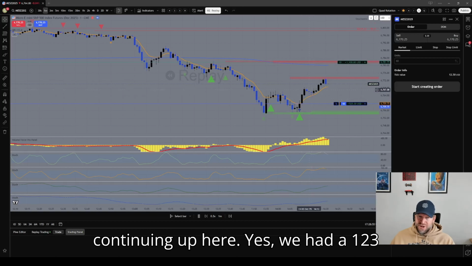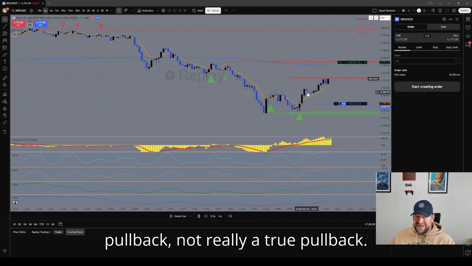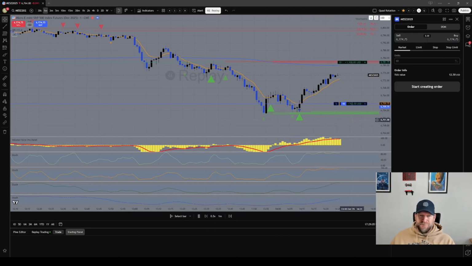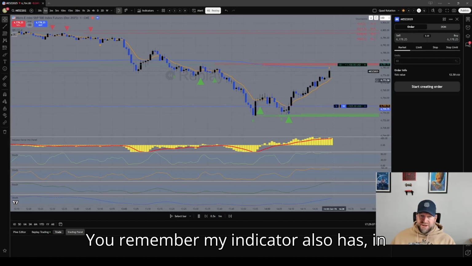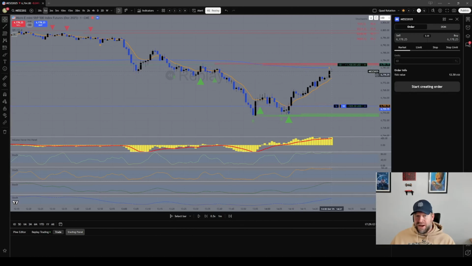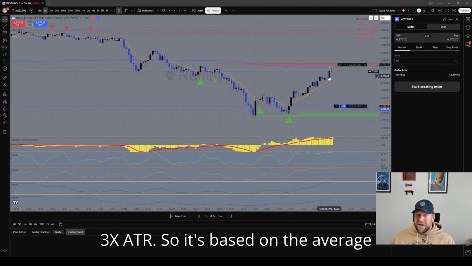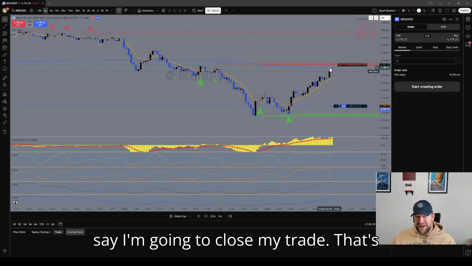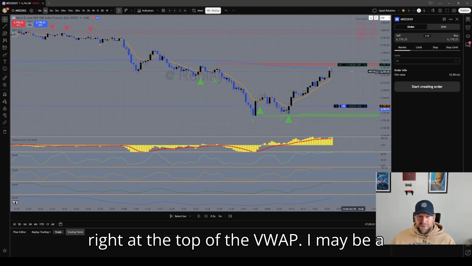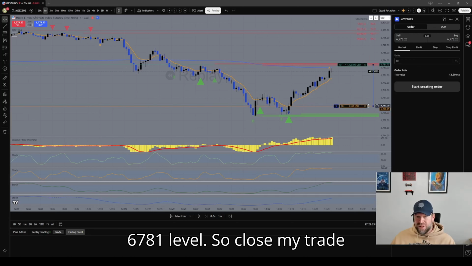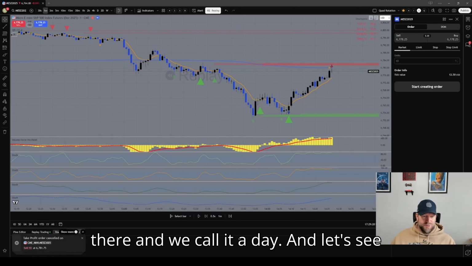Just continuing up here. Yes, we had a 1, 2, 3 pullback. Not really a true pullback. If you look at the volume, it never really slid the other direction. You remember my indicator also has, in fact, there it is, this 3x ATR. So it's based on the average true range. That's really where I would say I'm going to close my trade. That's right at the top of the VWAP. I may be a little bit extreme up here at the 67.81 level. So I close my trade there, and we call it a day.